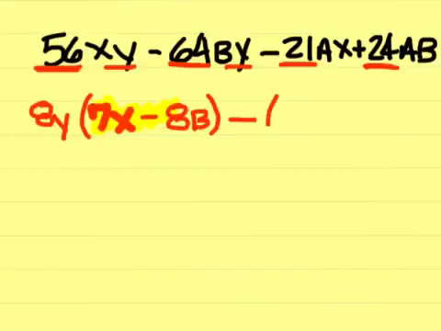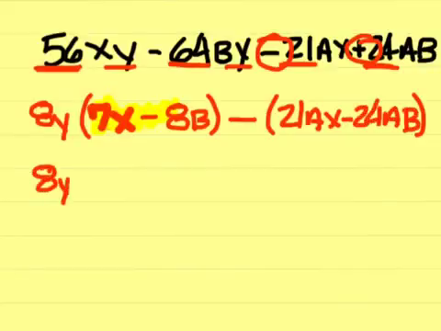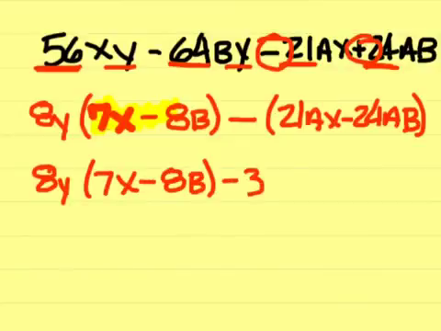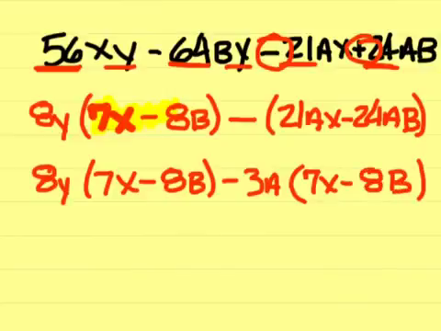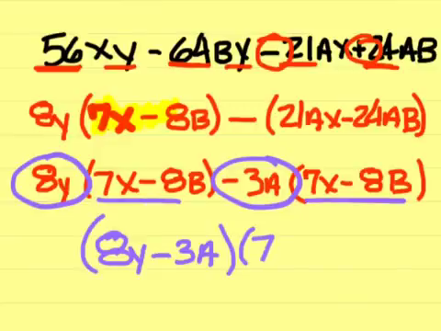And then on the back end, you'll have this minus sign, so you have to change this one. So it's 21ax minus 24ab. Recopy the front and then factor out on the back end. 3, and you can also take out an a. So that leaves you with 7x minus 8b. Now for your final answer, you need this and this. 8y minus 3a, and then just one of these, 7x minus 8b.